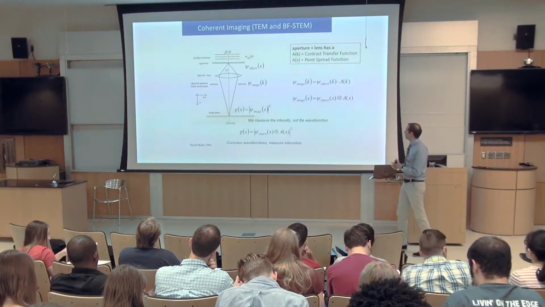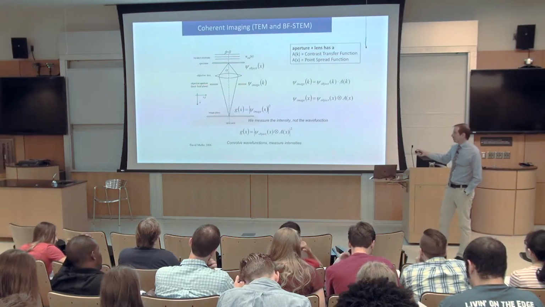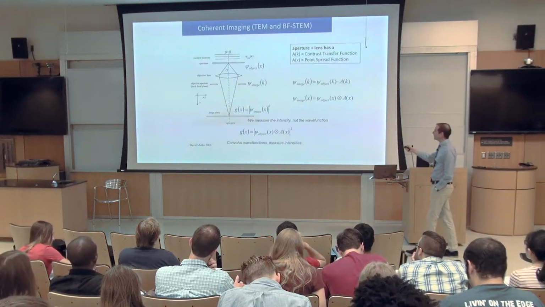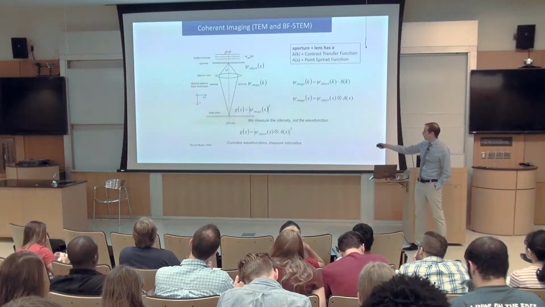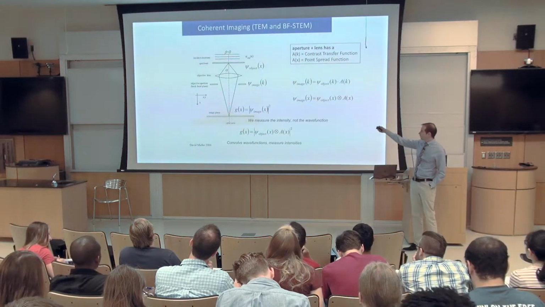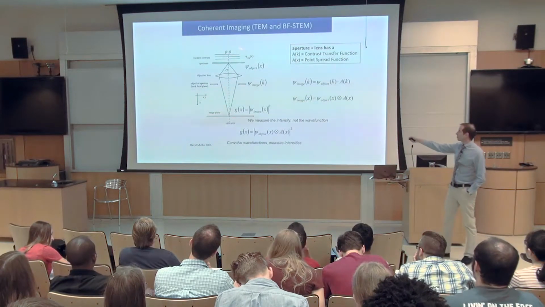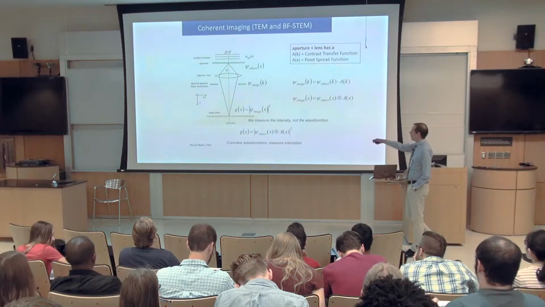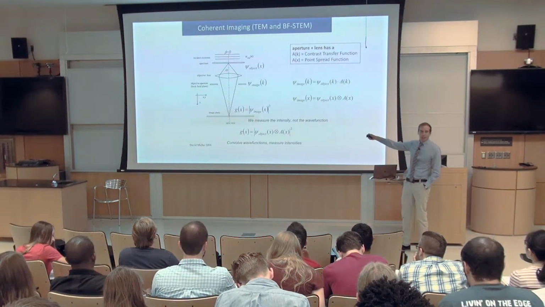Okay, so how does a point spread function and a contrast transfer function play out in an electron microscope? So let's consider a coherent imaging condition. This could be a TEM or a bright field stem image. Here I'm showing a diagram of a TEM where a plane wave is incident upon the sample. This plane wave has very little convergence, and when it passes through the specimen, we get this term psi object.